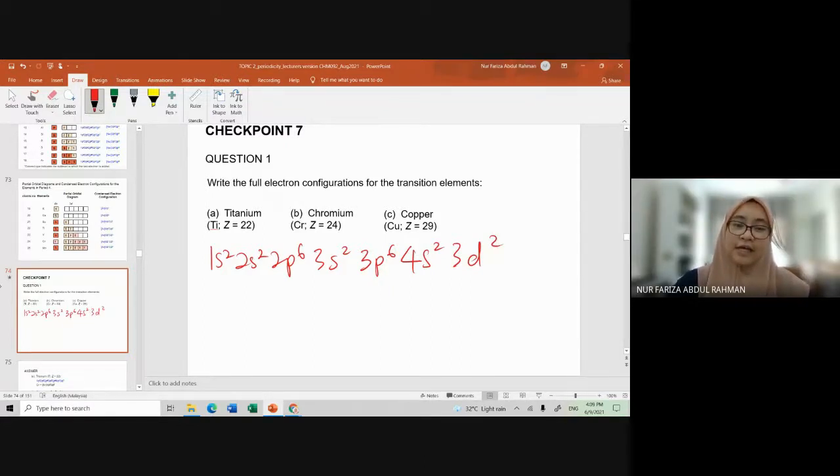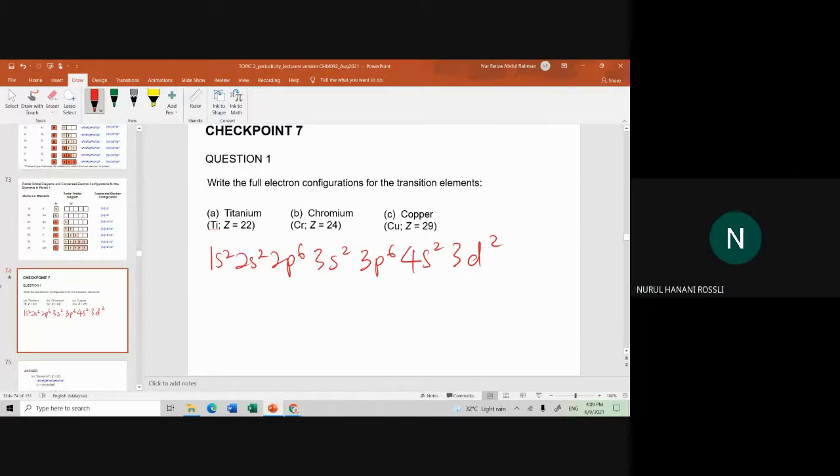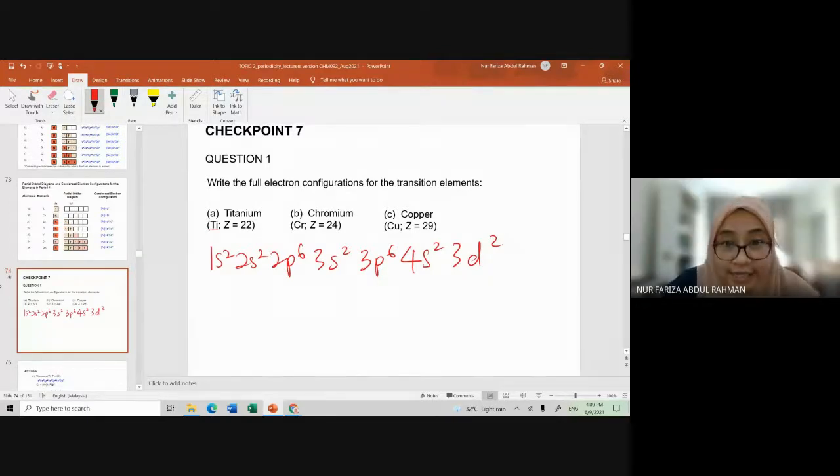Do you guys agree with her answer? Yes. You have to check every sublevel. As examiners, we check whether your total is correct. It equals 22. Imagine if there are 120 scripts, I have to check 120 people, for all the sublevels. Okay, good. Again, you can practice.